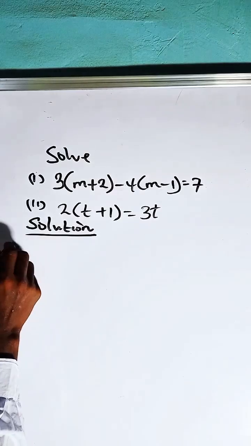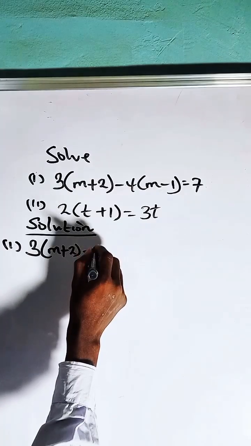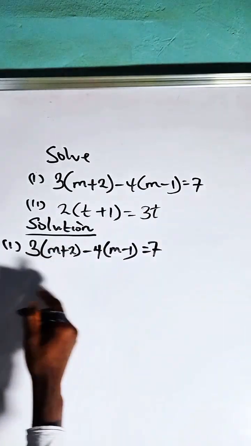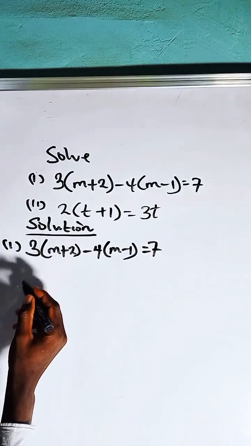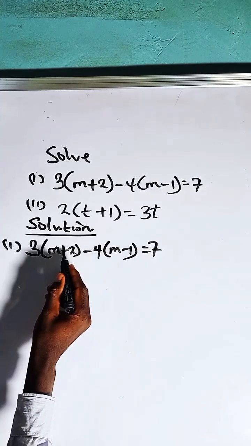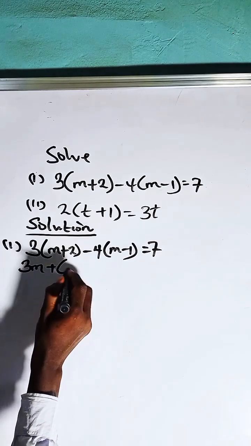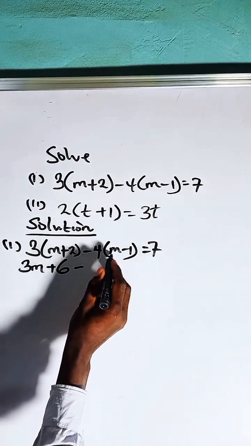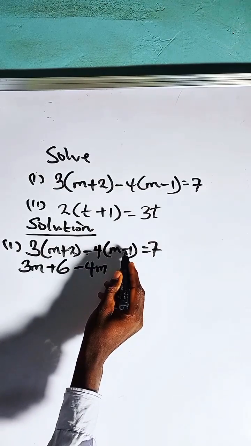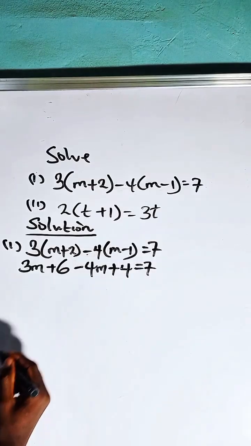Okay, so for the first one, we have 3 into m plus 2, minus 4 into m minus 1 equals 7. So what do we do? The first thing we do is distribute, so we multiply what we have outside with everything in the bracket. So 3 times m is 3m, plus 3 times 2 is 6, minus 4 times m is 4m. Minus times minus is plus, so 4 times 1 is 4, equals 7.